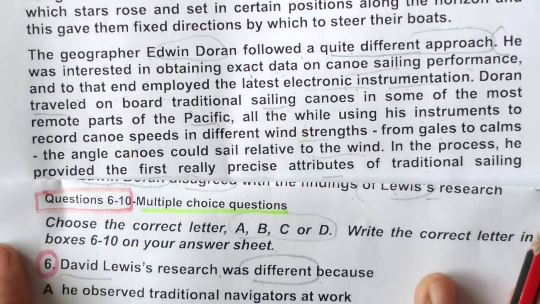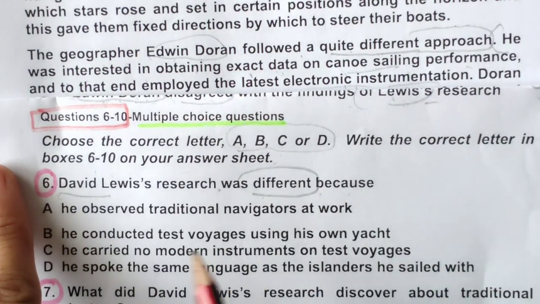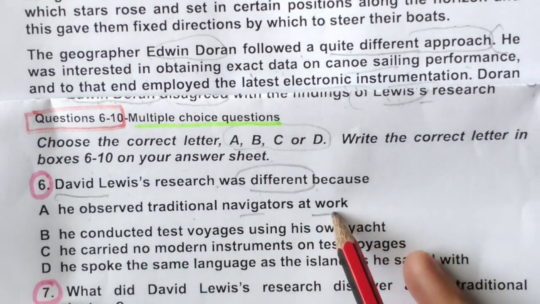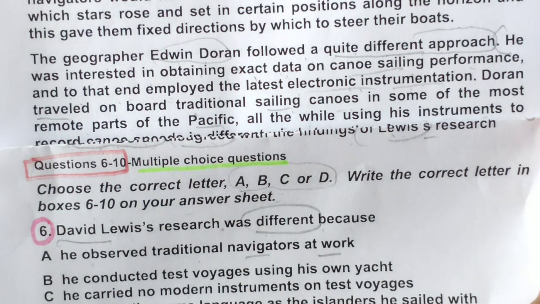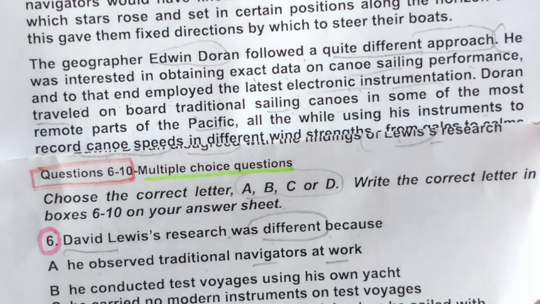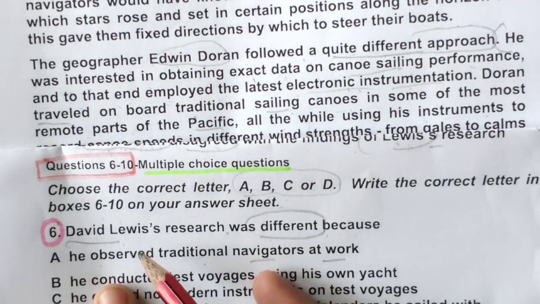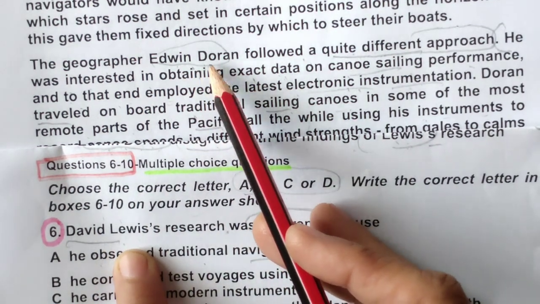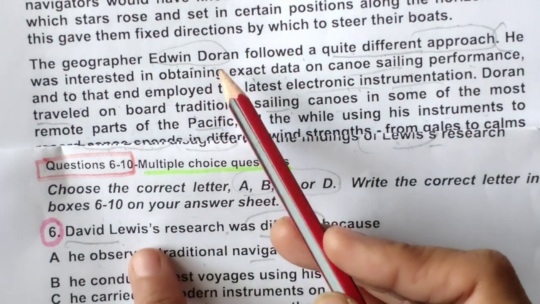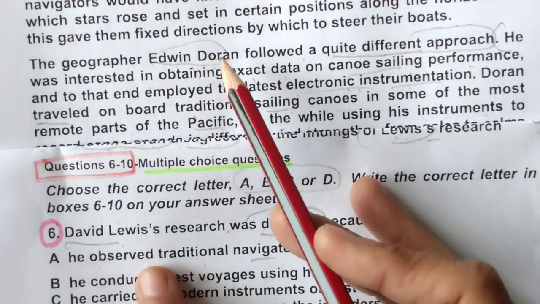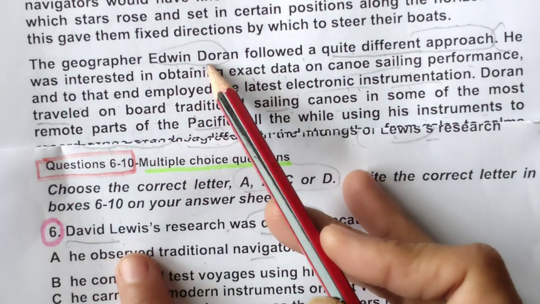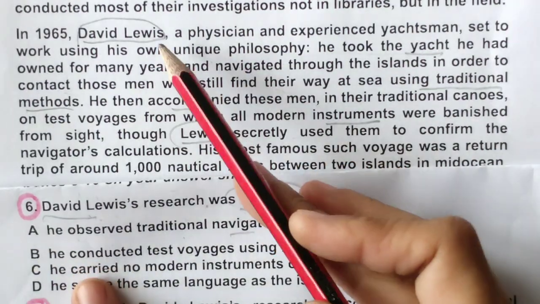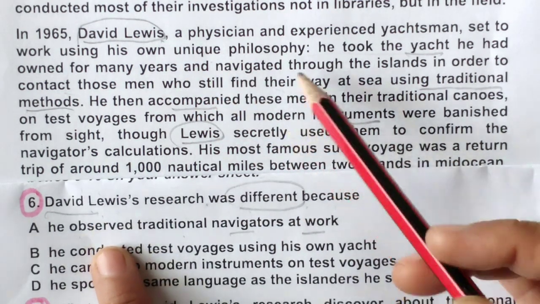Okay, so let's read it. He observed traditional navigators at work. Sorry, no. I am at the wrong location. So this person is not there. Let's move to another. So that's the mistake we all are making. We are not reading properly. So it was Levi's and I am reading Edwin Doran. So it was in the previous paragraph. Now here we have got David Levi's. You can also read it with me.